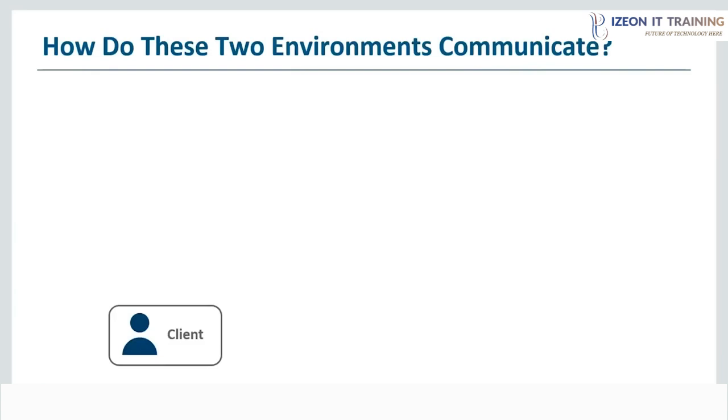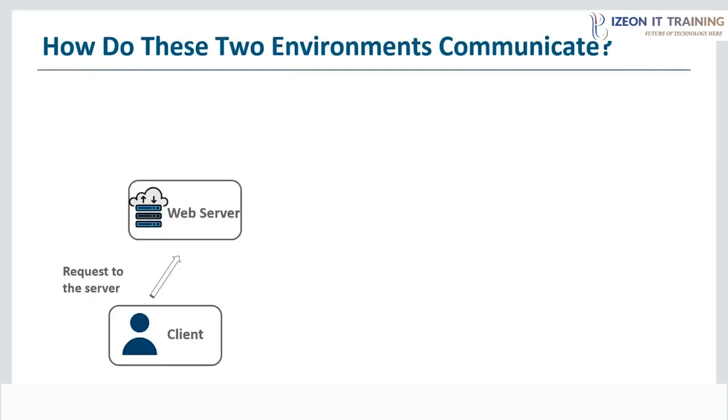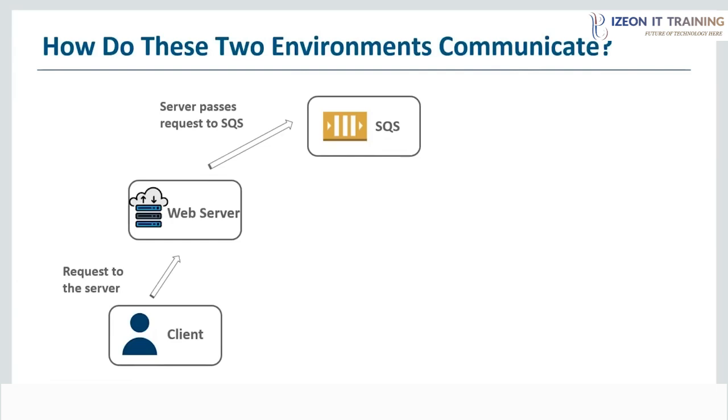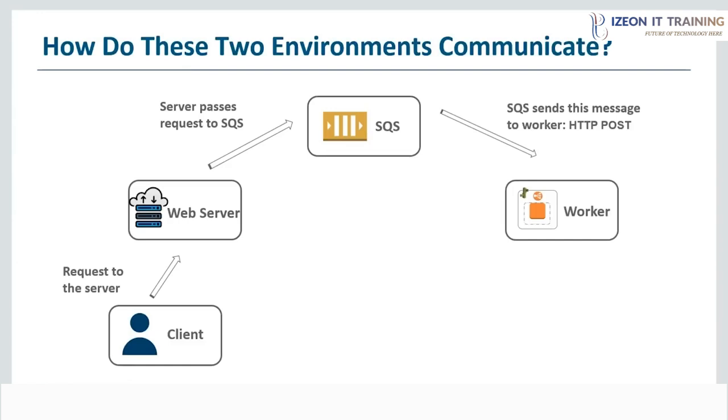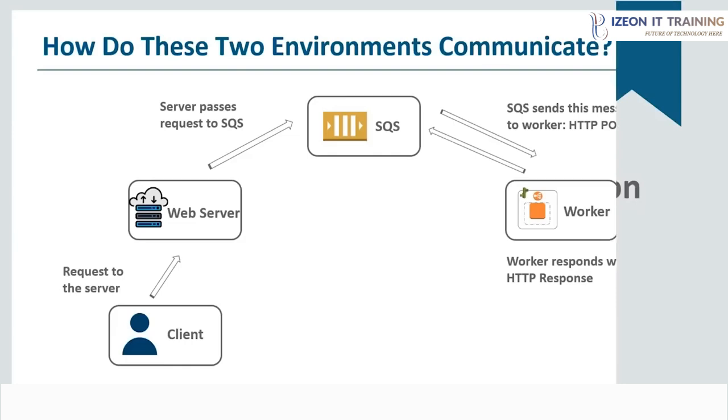So you have a client. He has made a request to the web server, but the web server has encountered tasks which are time consuming and resource consuming. So it passes this request to the SQS queue. And when you try to install the worker environment, there's a daemon which pulls out all these messages or tasks from your SQS queue. And then this daemon sends all these tasks to your application. The application resolves all these tasks and then it responds with an HTTP response option. So this is how your two applications communicate.